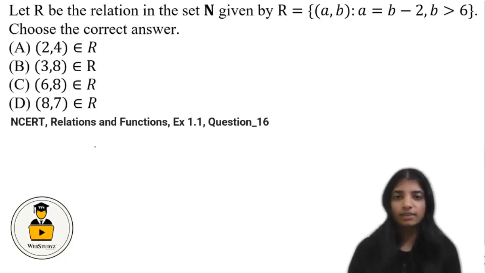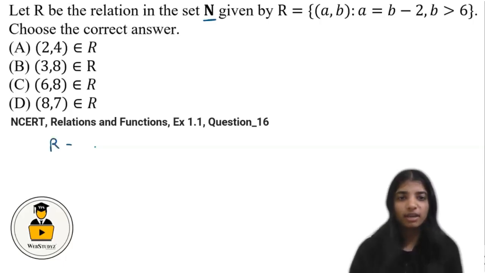In this question we are given that R is a relation in the set N, where N represents the natural numbers, given by R = {(a, b) such that a = b - 2, where b is greater than 6}. So we have to choose the correct answer which satisfies this condition.